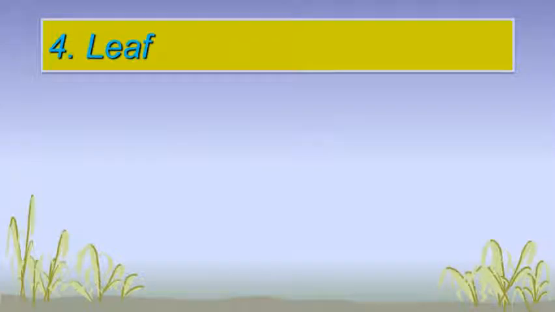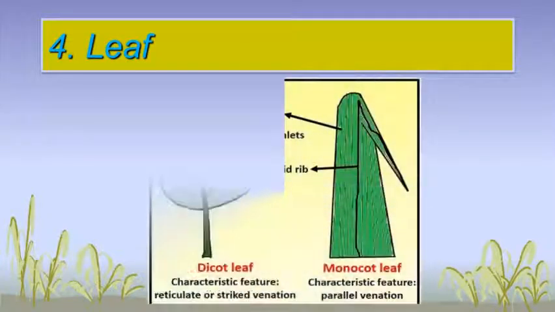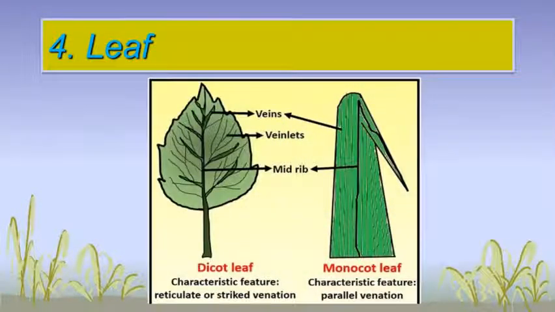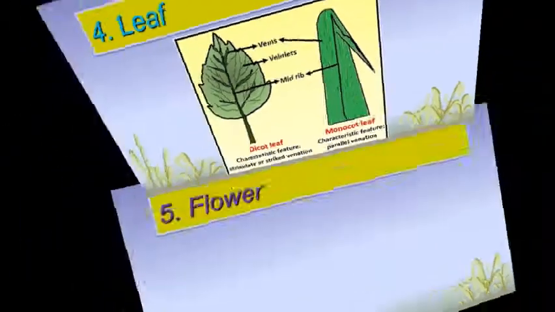Fourth is the difference of the leaf. In the dicotyledonous leaf we can observe the main midrib, and from that midrib the branches, veinlets or veins come out. So the characteristic feature of dicot plants is reticulate venation, that means branches come out from the main midrib. But in monocot plants parallel venation is there, that means there is one midrib and no branches or veinlets are present.